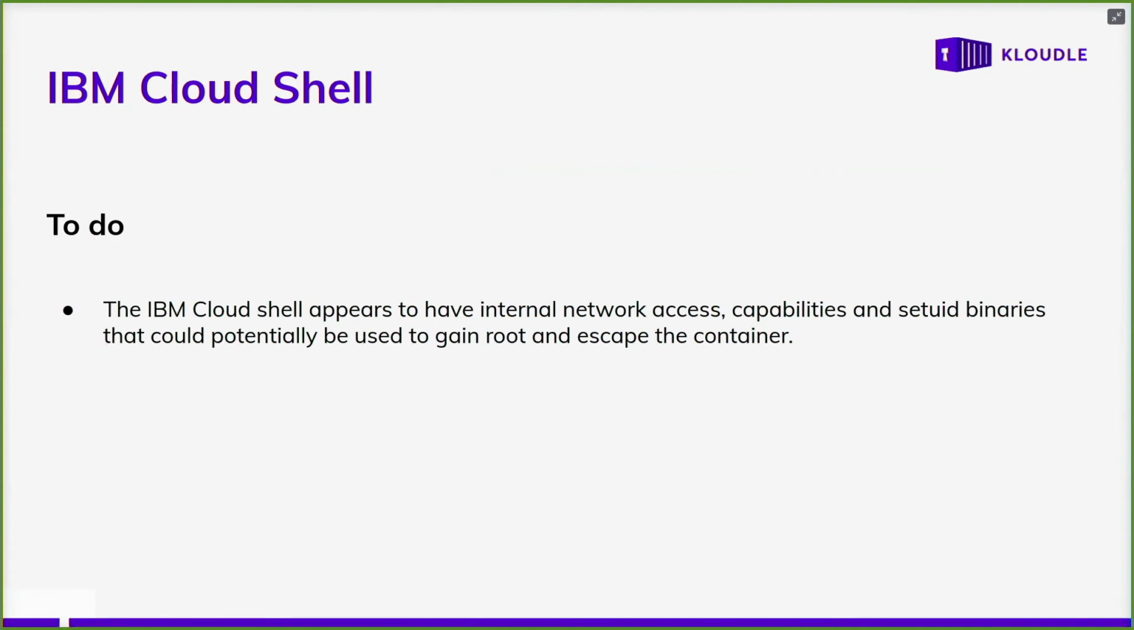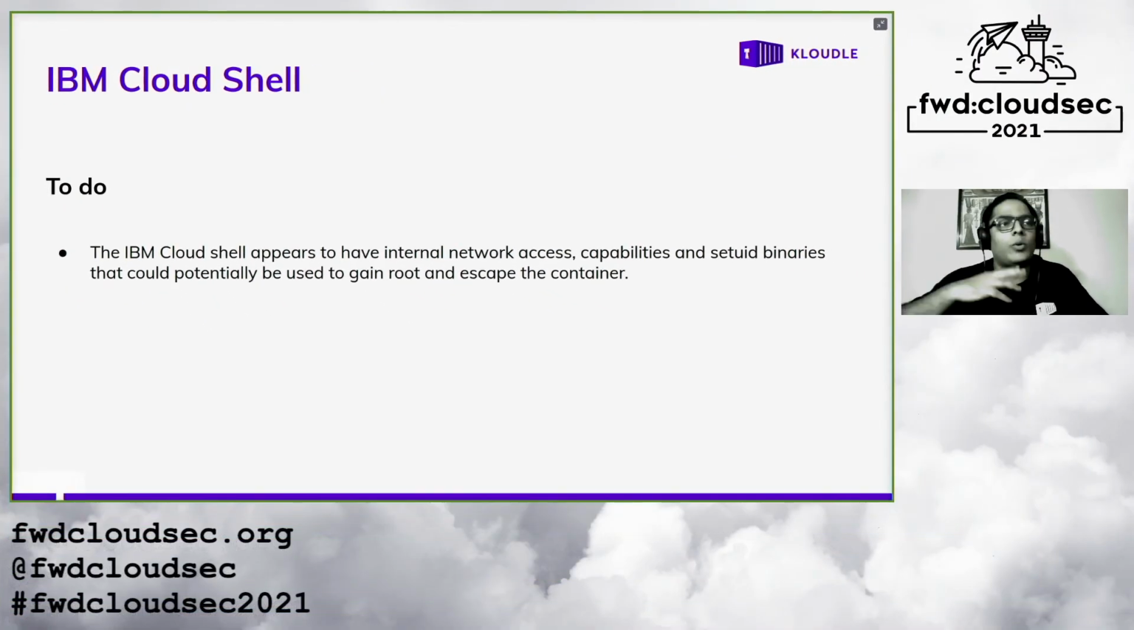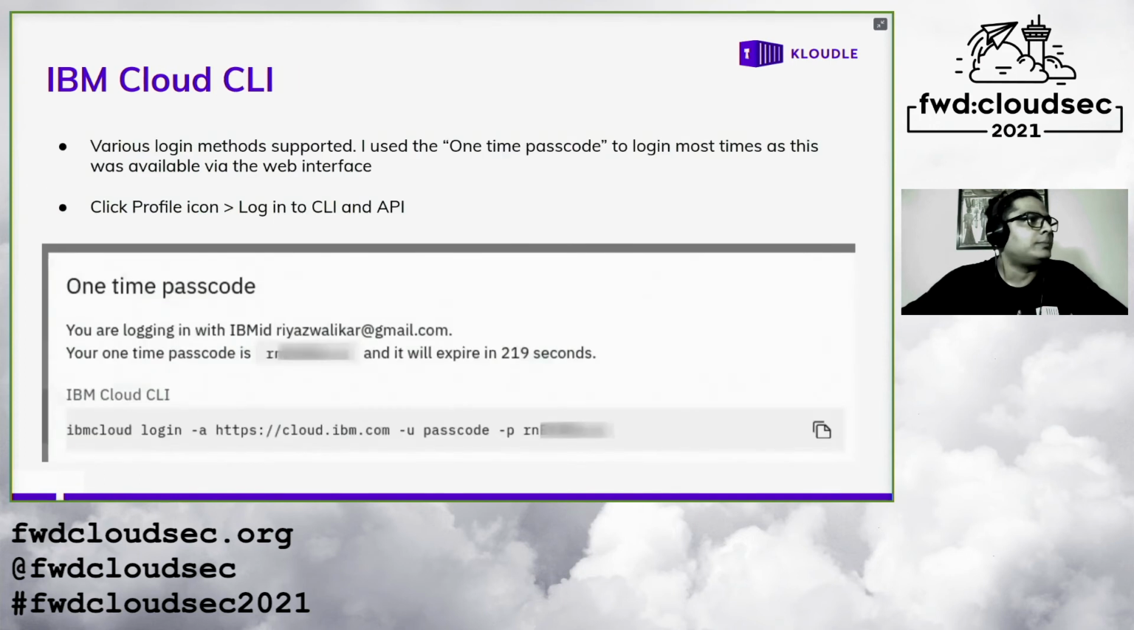The IBM Cloud Shell appears to have internal network access. So I want to see if there are additional capabilities I can invoke, or potentially gain root and escape the container. I want to try those things as part of additional work that I want to do with the Cloud Shell. It does have network access, and I'm able to reach IP addresses that don't belong to my IBM Cloud account, so I want to investigate those as well.